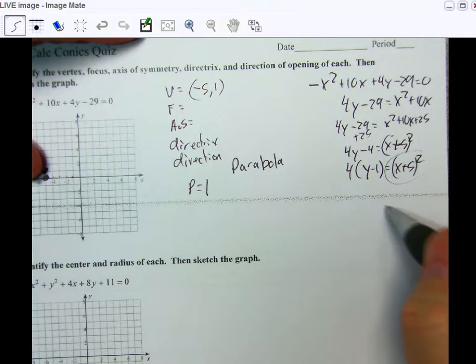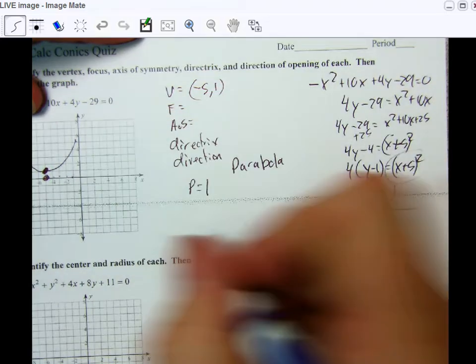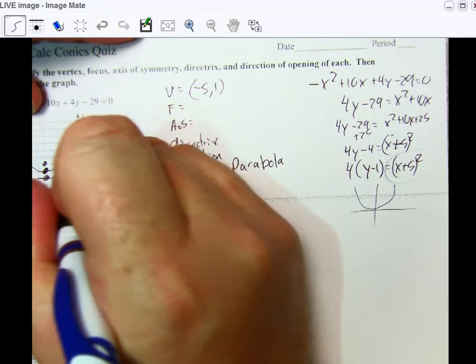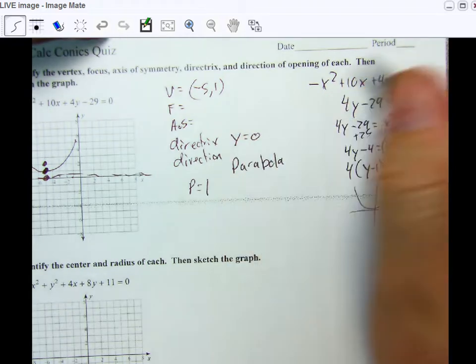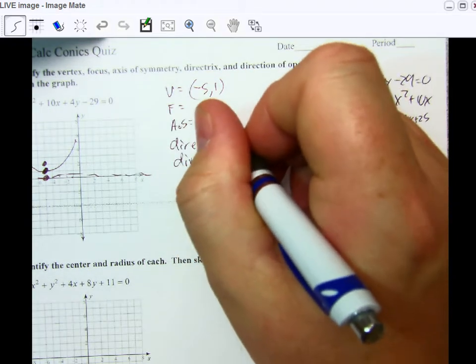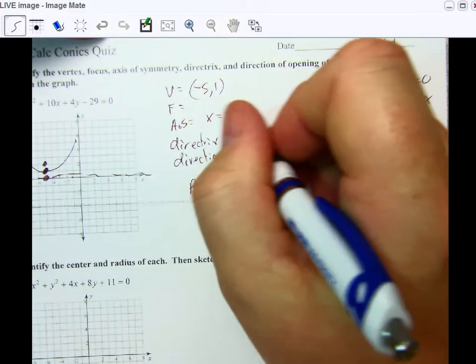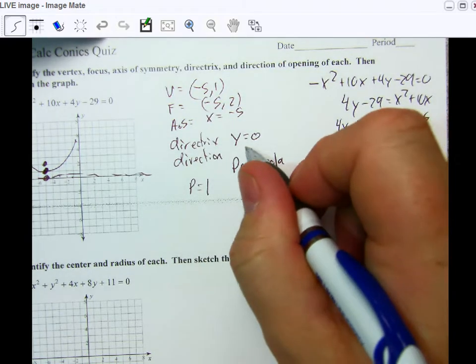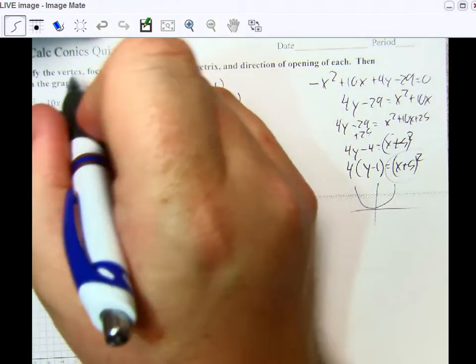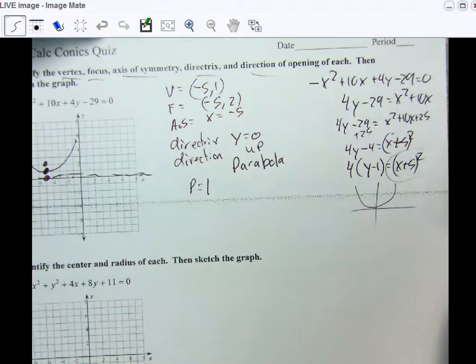And it's x squared, so x squared means like this. So we have this, and so we have a focus here, we have a directrix here. So directrix is at y equals 0. Axis of symmetry is x equals -5. Focus is at -5, 2. And direction is up. So focus, vertex, axis symmetry, direction of opening, then sketch the graph.